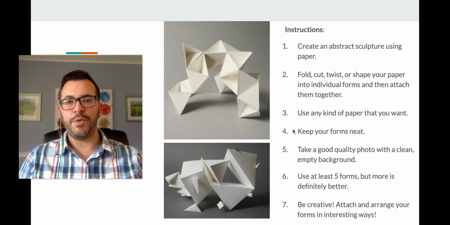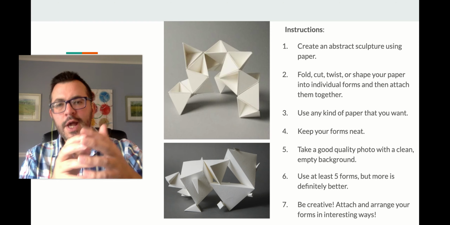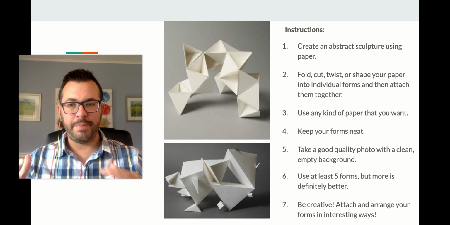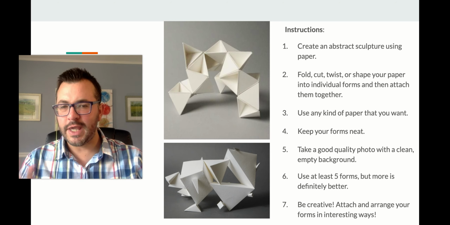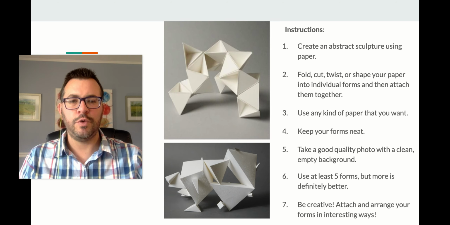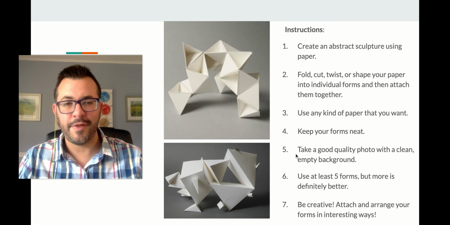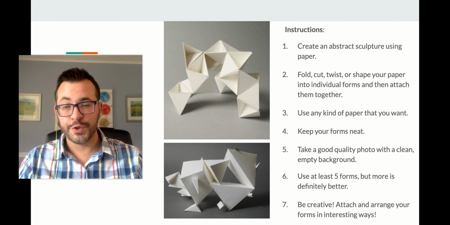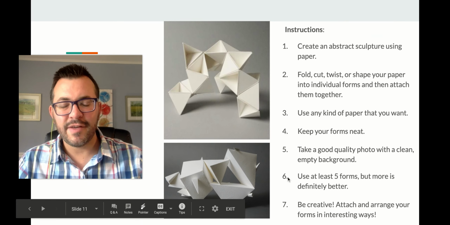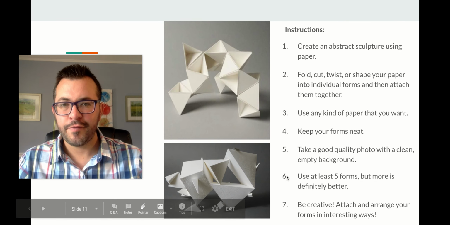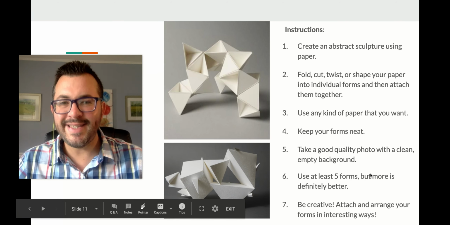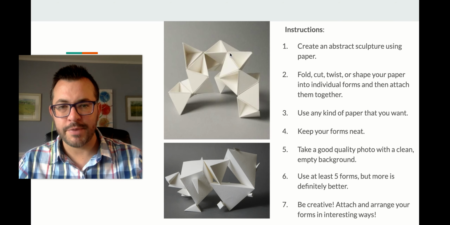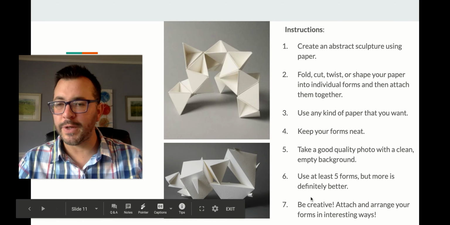Now, what that means is that we shouldn't see gross folds. We shouldn't have glue oozing out the edge. They shouldn't be dirty or whatever. Right? Just make sure that those forms are what you want them to look like, the best quality that they can be. Take a good quality photograph with a clean, empty background. Just went over that. Use at least 5 paper forms for your sculpture, but more is definitely better. Look at how many different forms and shapes make up sculptures like these. They're so cool.